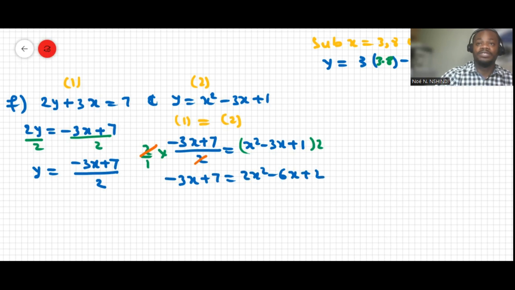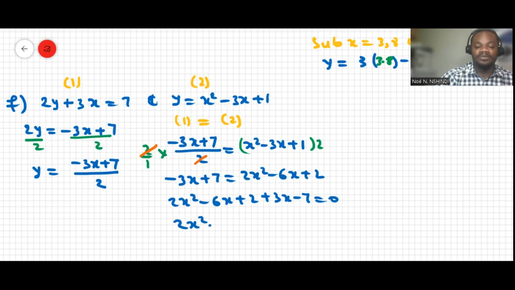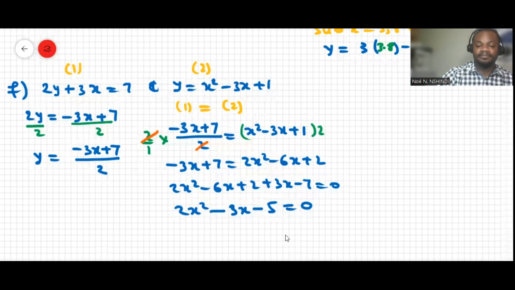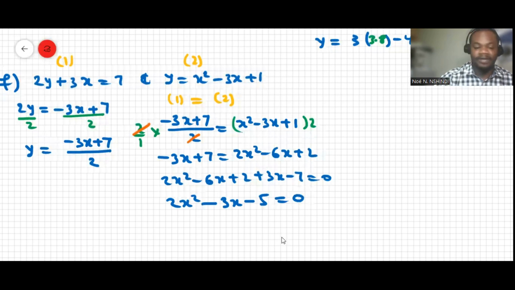Then we can move whatever is on the left to the right. That makes 2x squared minus 6x plus 2 plus 3x minus 7 equals 0. That makes 2x squared, minus 6x plus 3x makes negative 3x, 2 minus 7 makes minus 5, equals 0. Now we can do 2 times -5, which is -10.